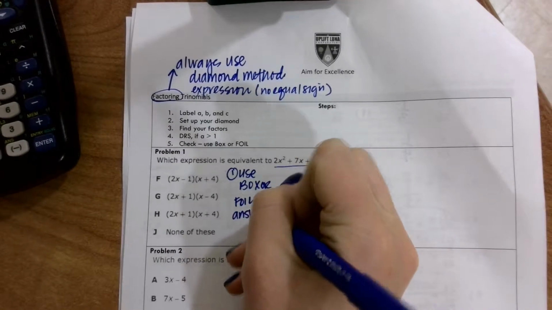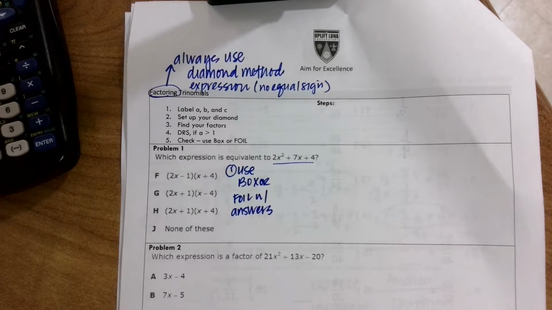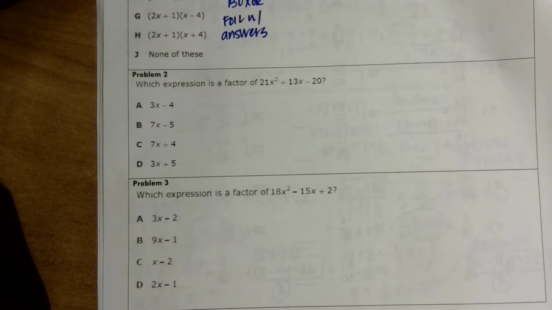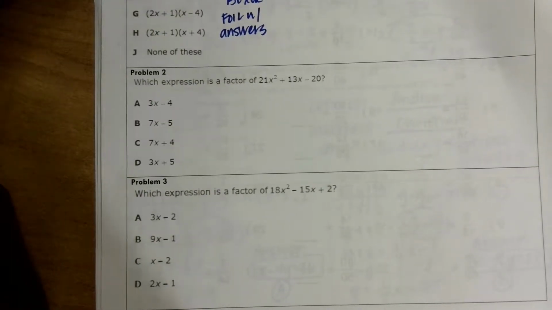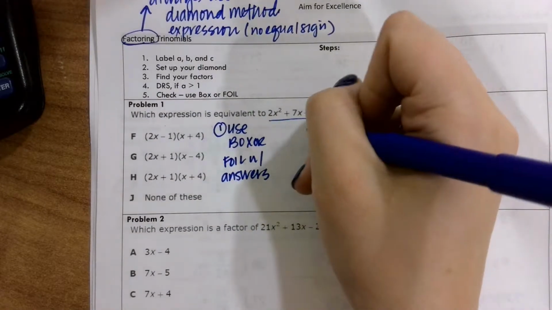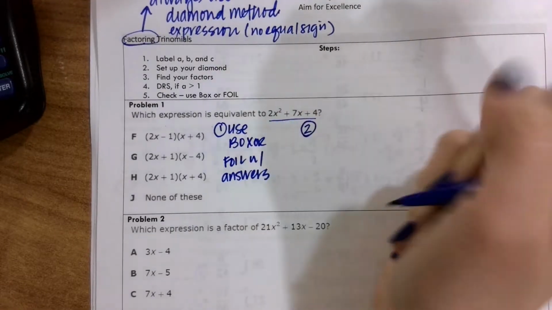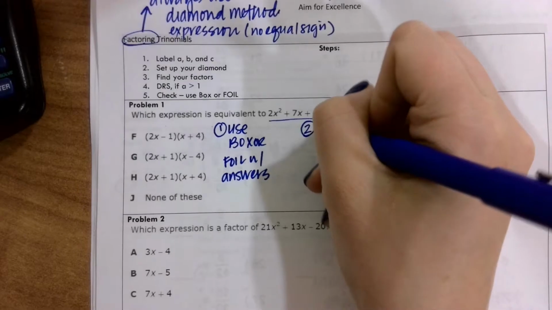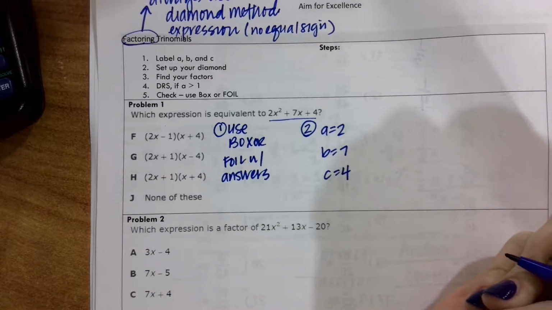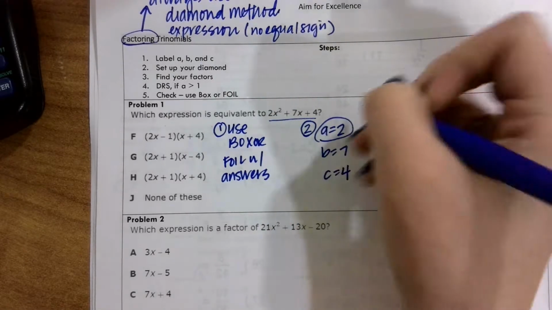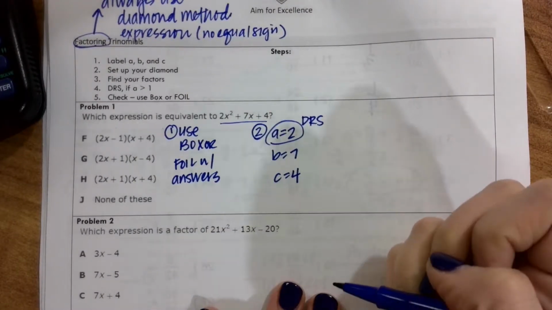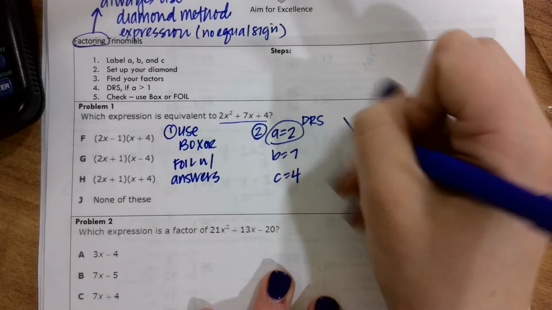That can't be the case in every single one of your problems because look at numbers 2 and 3. Numbers 2 and 3 only give you one of the factors in the answer choices, so you would have to know how to factor in order to be able to answer problems 2 and 3. So looking at problem number 1, you'd be able to do your diamond method if you didn't choose to use the answers. So A equals 2, B equals 7, and C equals 4, your coefficients in front of your trinomial. Now because A equals 2, you know that you're going to have to DRS at the end. I like to write those little DRS letters to help remind myself that that's what I need to do for the final step.